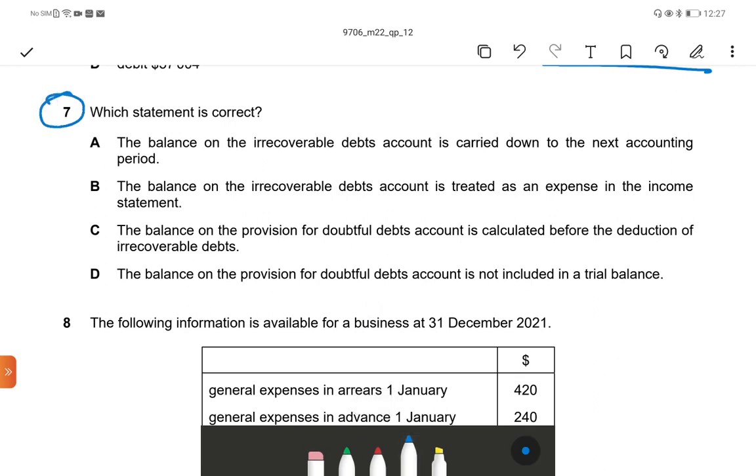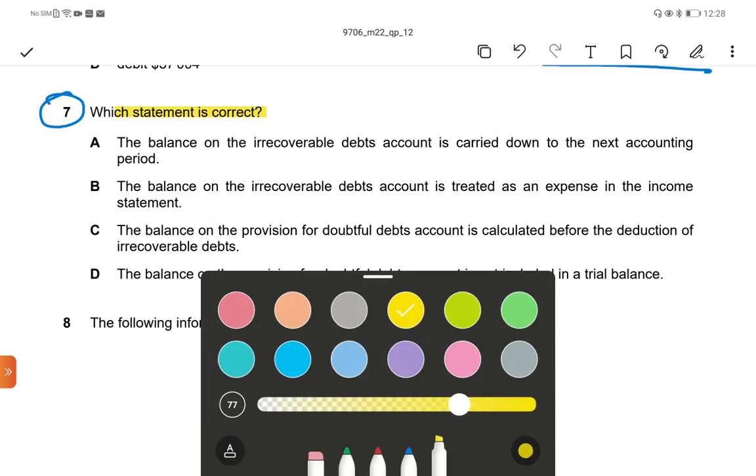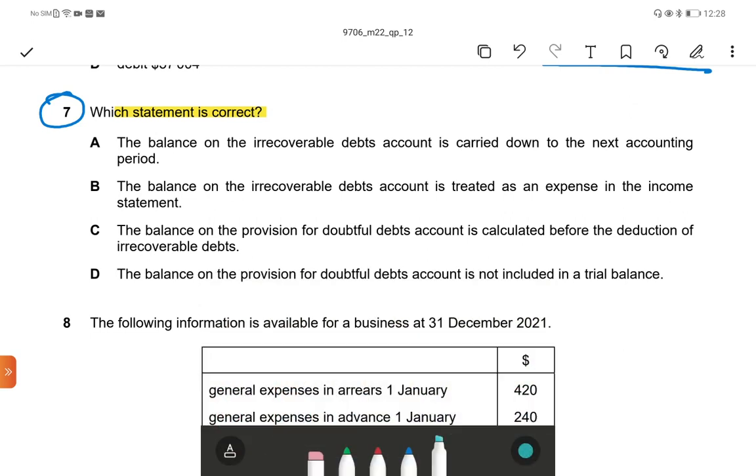Question number 7. Which statement is correct? The balance on the irrecoverable debt account is carried down to the next accounting period. Bad debt, we just close the account, we never carry down. The balance of the irrecoverable debt account is treated as an expense in the income statement. Yes, this is a loss, so we will treat it as an expense. The correct answer is B.